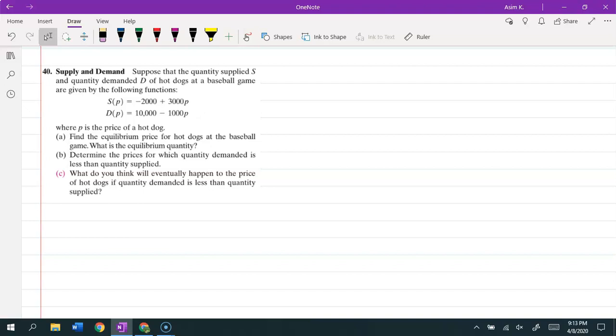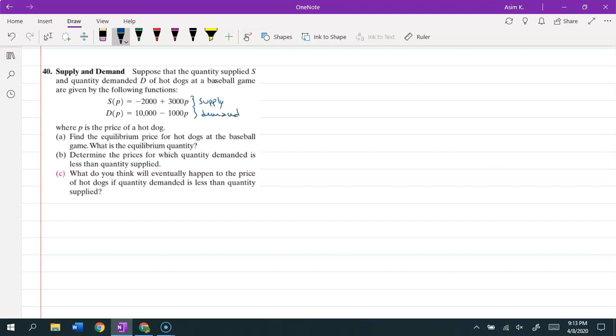Number 40 says supply and demand. It says, suppose that the quantity supplied S and quantity demanded D of hot dogs at a baseball game are given by the following equations. So here is the supply equation. Here is the demand equation.